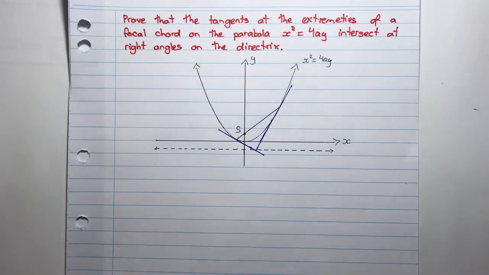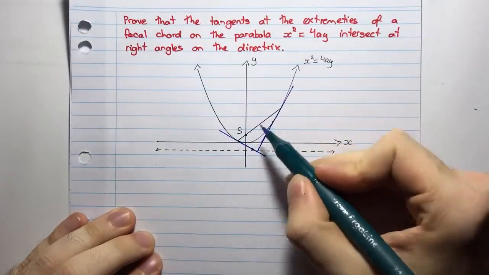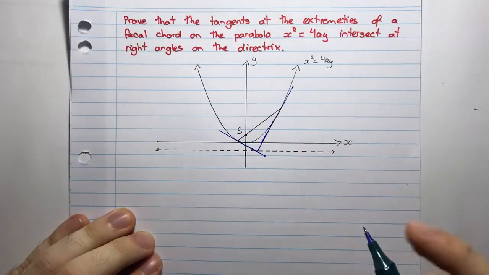Prove that the tangents at the extremities of a focal chord on the parabola x squared equals 4ay intersect at right angles on the directrix. So here I have a focal chord. It's a chord that passes through the focus.